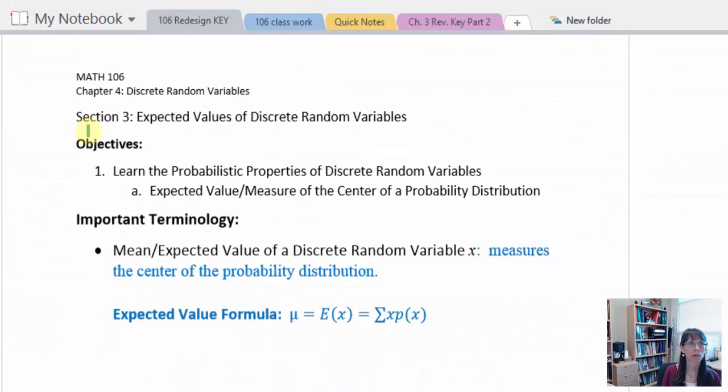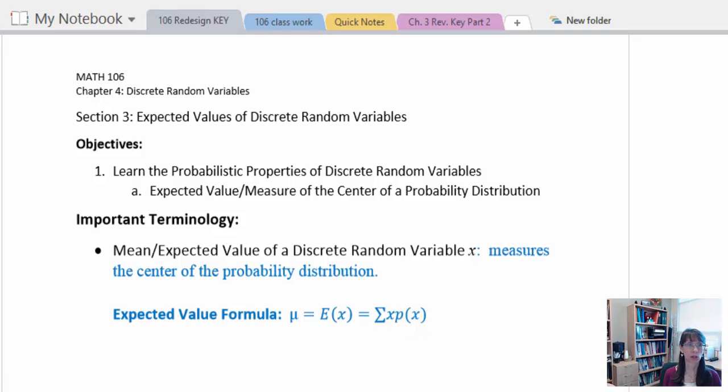In this video, I'll talk about how to calculate the expected values of discrete random variables. Some important terminology in this section includes the mean, or the expected value of a discrete random variable x. The mean measures the center of the probability distribution. So the expected value formula is given as mu is equal to E of x, which stands for the expected value of x, and that is equal to the sum of x times the probability of x.